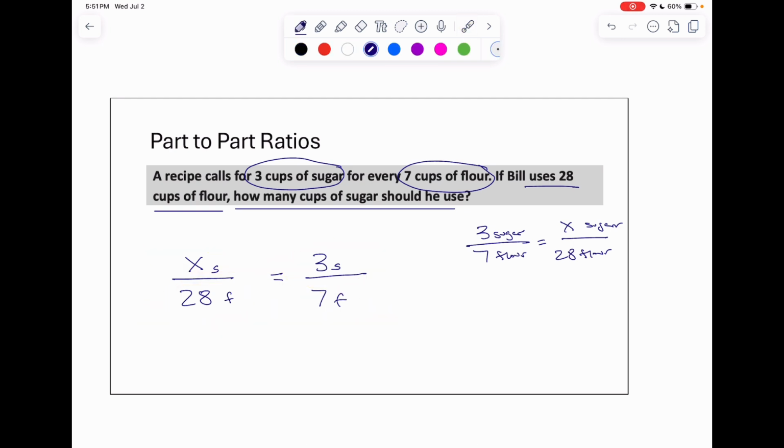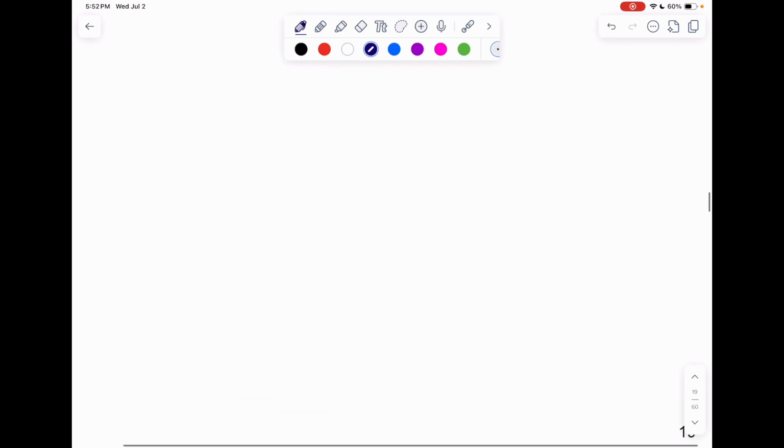Cross multiply. So I'll say 7x equals 3 times 28. Divide both sides by 7. I can even just reduce this here. 7 goes into 28 4 times. And so I'll get 3 times 4. That's just a 1 down there, and that's 12. 12 will be my answer. And again, you can always just punch it into your calculator.